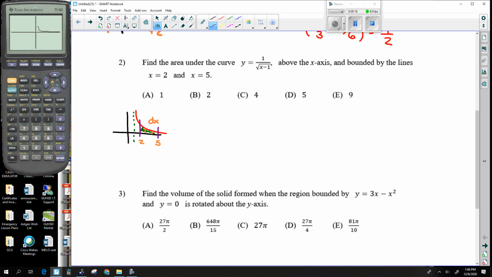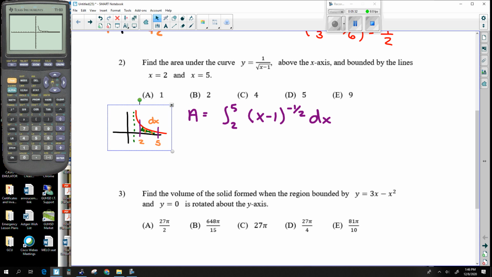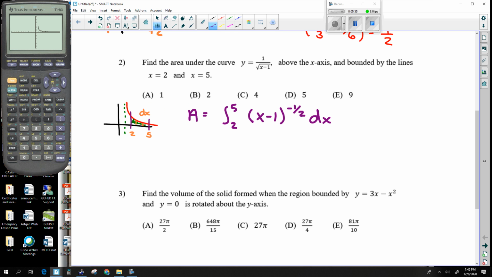Let's see here. This area is going to be the integral from 2 to 5 of (x minus 1) to the negative 1/2. Okay, so this is an embedded function. This is probably going to be a u substitution. But u substitution was chapters ago, that's not that bad. So u in this situation is going to be x minus 1. That makes du equal to dx, 1 dx. That's fine, it's perfect. I do have to reevaluate my limits.